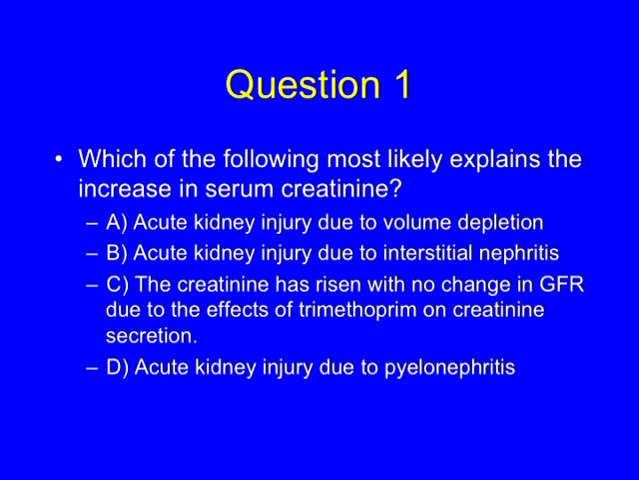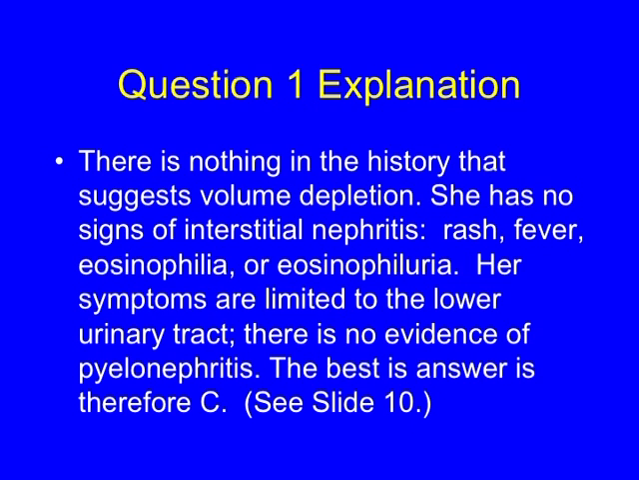Is it acute kidney injury due to volume depletion? Is it acute kidney injury due to interstitial nephritis? Is it that the creatinine has risen with no change in GFR due to the effects of trimethoprim on creatinine secretion? Or is it acute kidney injury due to pyelonephritis? The point I want to make from this question is that there was nothing in her history that suggested volume depletion. She had nothing to suggest interstitial nephritis. Her symptoms are limited to the lower urinary tract, no evidence of pyelo. So the best answer is C, that there may be changes in creatinine secretion with treatment with trimethoprim sulfa without a real change in the glomerular filtration rate.